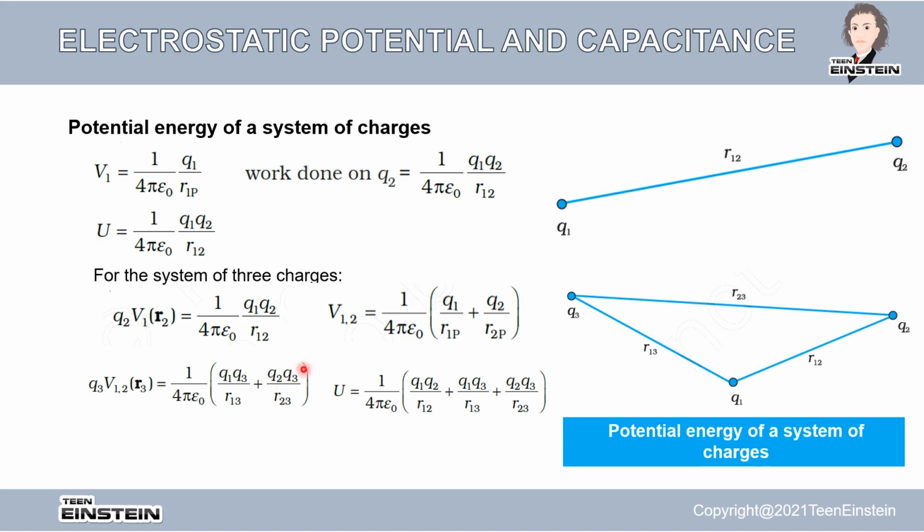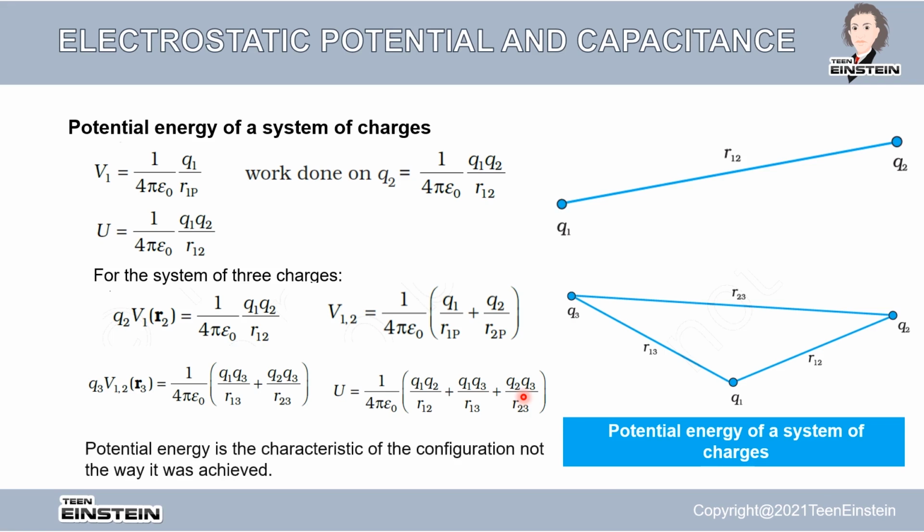So the total potential energy of a system of 3 charges is given by 1 by 4 pi epsilon naught into q1 q2 by r12 plus q1 q3 by r13 plus q2 q3 by r23. So the potential energy is a characteristic of the configuration, not the way it was achieved. So this is again an important point.